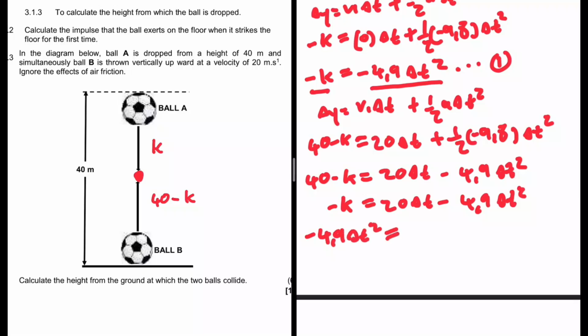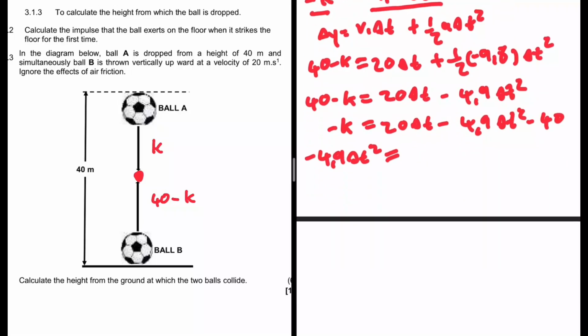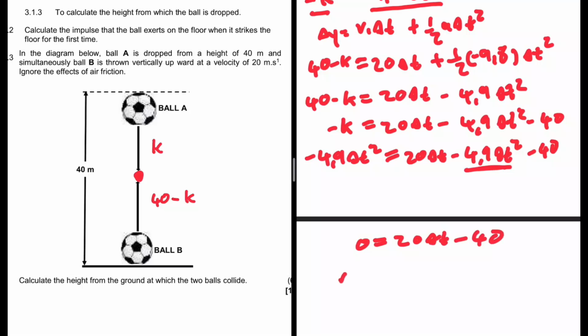This is equal to, well, we're taking 40 to the other side, so we're going to have minus 40. This is equal to 20 delta t minus 4.9 delta t squared minus 40. So when you take minus 4.9 delta t squared to the left hand side, it's going to be plus. So we're going to get 0 equals 20 delta t minus 40. Clearly, delta t is equal to 2 seconds. So the objects meet each other after 2 seconds.